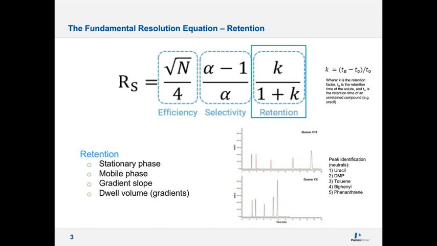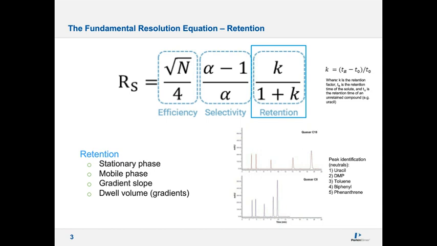Resolution can be improved by increasing the retention, but this will result in longer analysis time, wider peak widths, and lower sensitivity. An example of altering retention using C18 and C8 phases for neutral compounds is shown on this slide, and you can see that the C8 phase results in much reduced retention and a decrease in resolution.